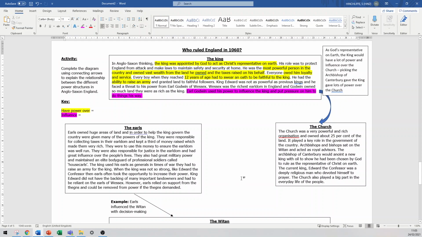So read through, find evidence of power, find evidence of influence, and then try to link an arrow going to each of them to see who has power and who has influence over each other. Okay, off you go. Pause the video.